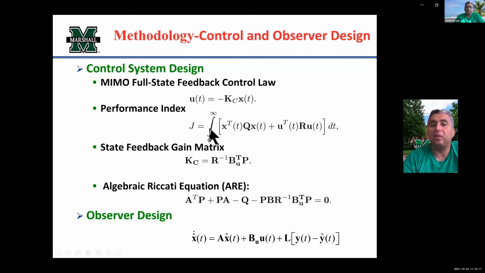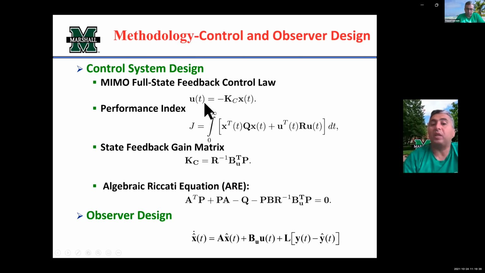Kc is designed by using LQR, linear quadratic regulator, that has 2 objectives inside. The first one is the state energy. This one is the control energy. We can notice that the state feedback matrix is a function of R and also P. P is also a function of Q and R. So these 2 matrices play a very important role in the value of Kc.